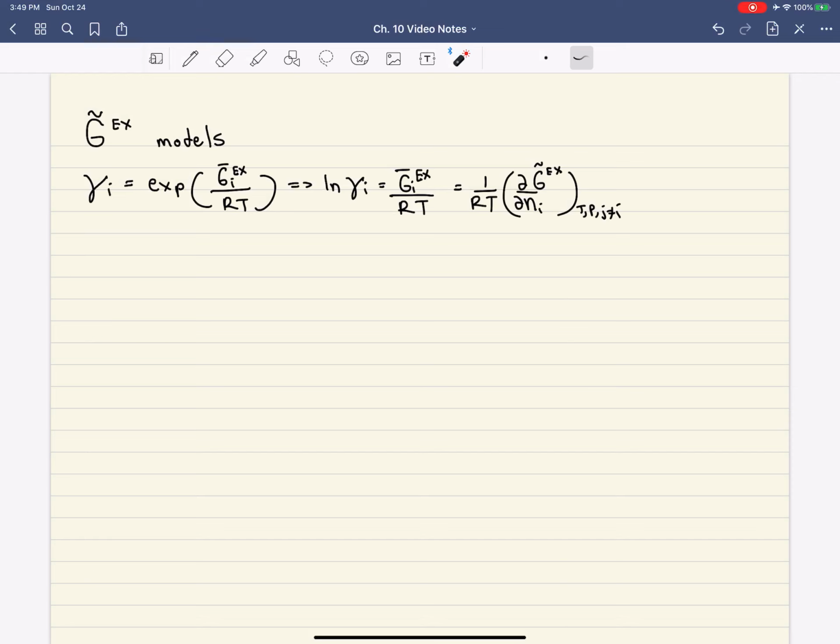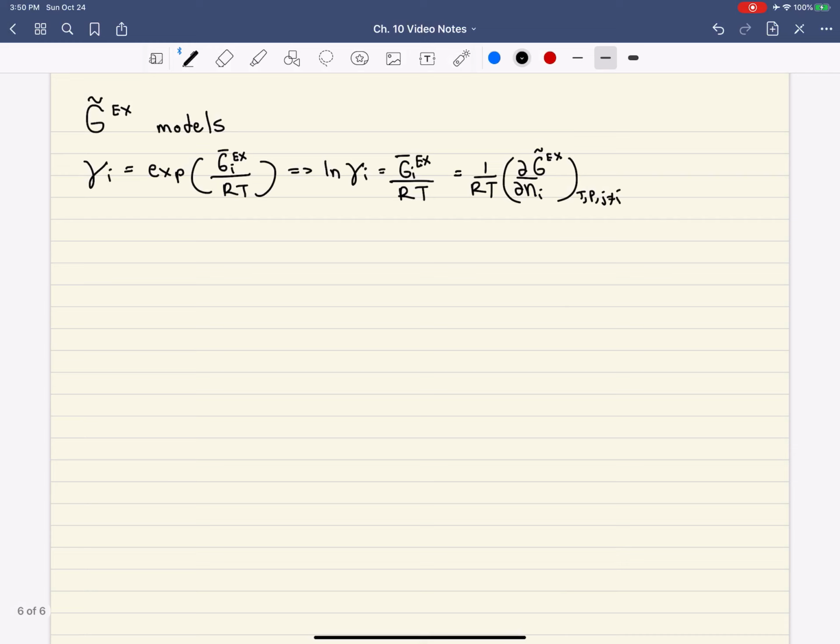And from the definition of gamma i, we know that it's just equal to the exponential of the partial molar Gibbs excess energy. And if we rearrange the equation, we can see that the natural log of gamma i is just equal to the partial molar Gibbs excess energy, or this. Okay? And so if we want to have a good way of calculating gamma i, that means we also need a good model for our excess Gibbs energy.